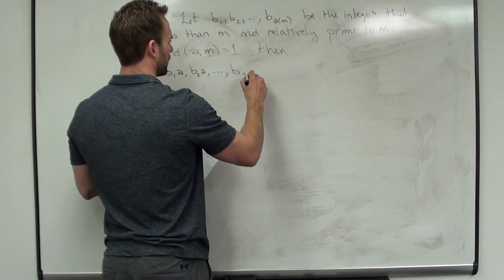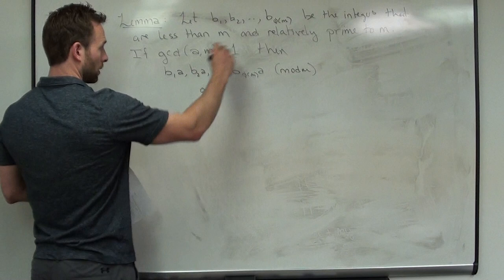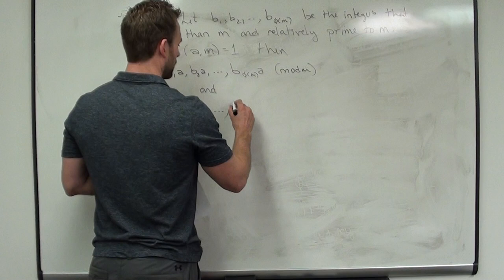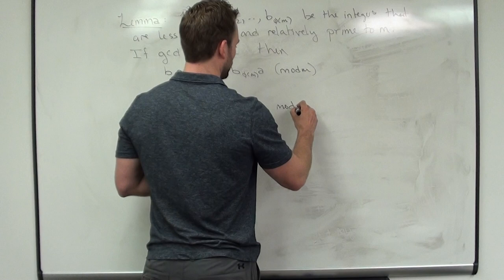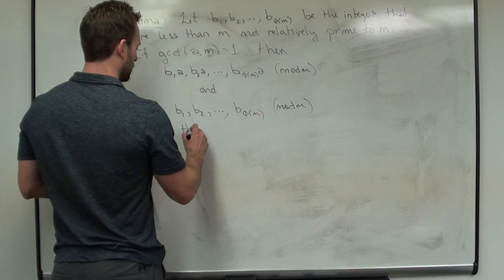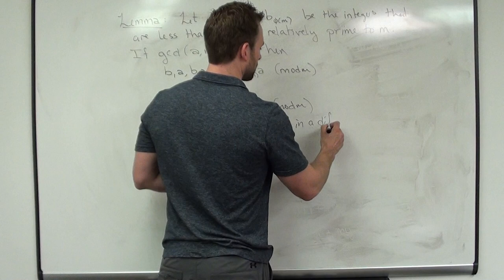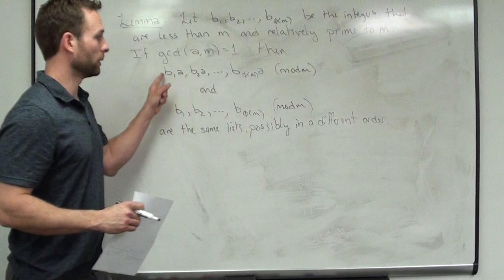and we'll look at this mod m, this set and that set that we have up there, b1, b2, dot dot dot, b sub 5m. We don't need to do mod m in this because it'll already be less than n, but just write up here what we have here. Then this and this are the same lists, possibly in a different order. Most likely in a different order. And I guess technically we could use a to be 1, and it's just the same list there.